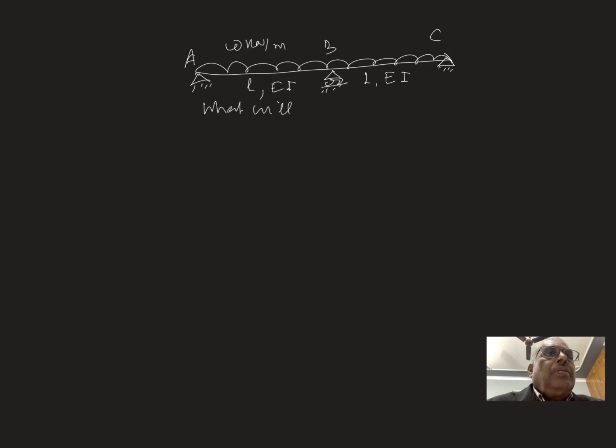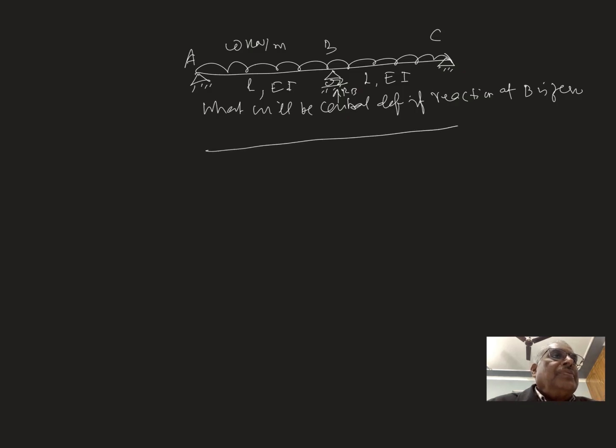What will be the central deflection if the reaction at B is 0? So how can you solve this problem? What will be the answer? If the reaction here, RB, is 0, 0 means there is no reaction. So this becomes just like a simply supported beam with UDL.